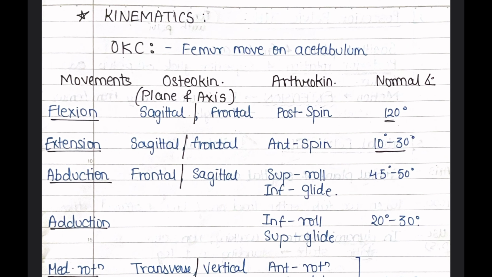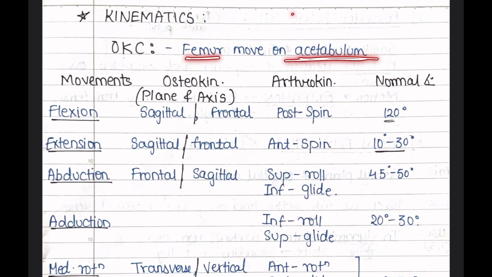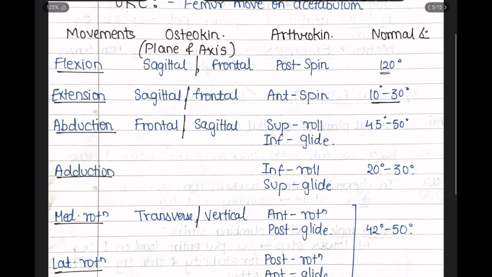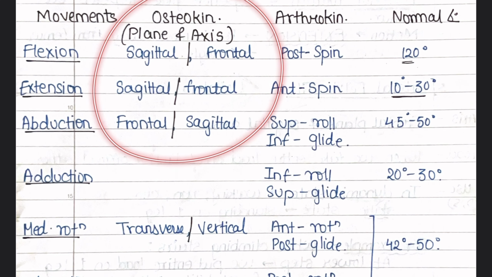Let us look at the open kinematic chain. In open kinematic chain, the femur moves on the acetabulum. Basic knowledge of movements: flexion, extension, abduction, adduction, medial rotation or internal rotation, and lateral rotation or external rotation. Planes and axes, learn them.